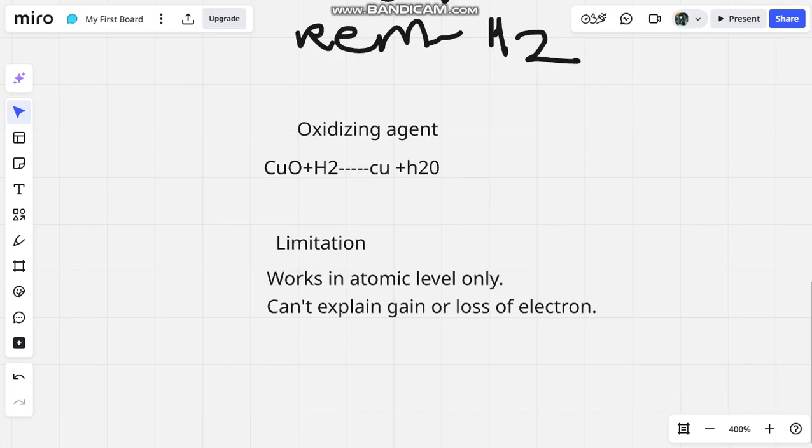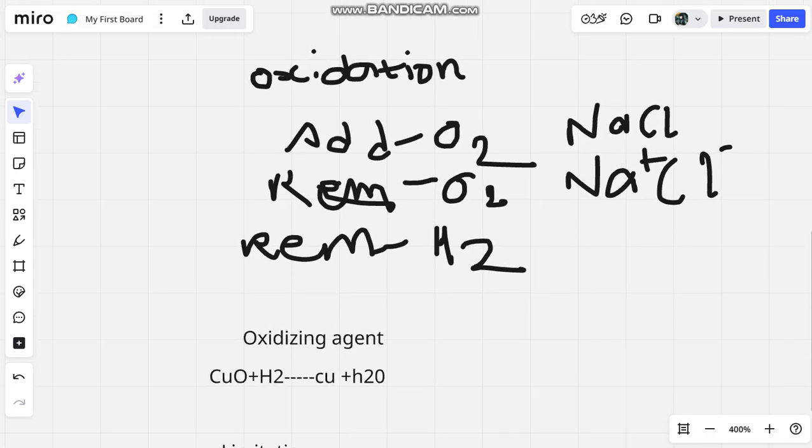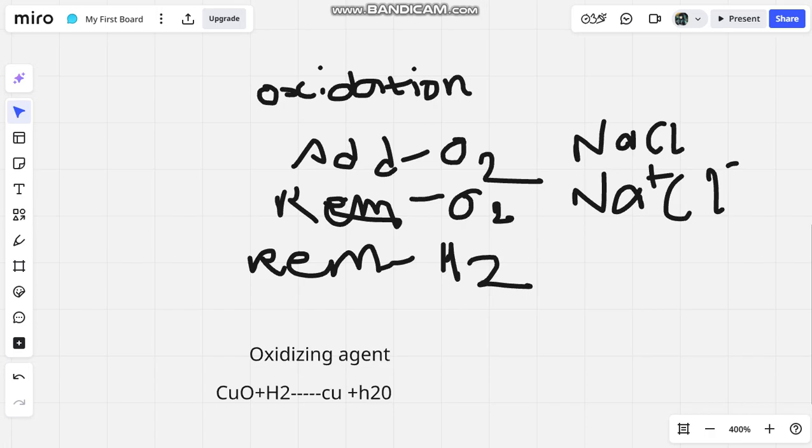Now let me summarize all of this in one sentence. What is a redox reaction? Those reactions in which both oxidation and reduction take place simultaneously. Oxidation cannot take place without reduction taking place. You have to understand that. Those are called redox reactions. And then oxidation and reduction, I've already explained to you. Addition of oxygen is oxidation, removal of hydrogen is oxidation, removal of oxygen is reduction, and addition of hydrogen is reduction.